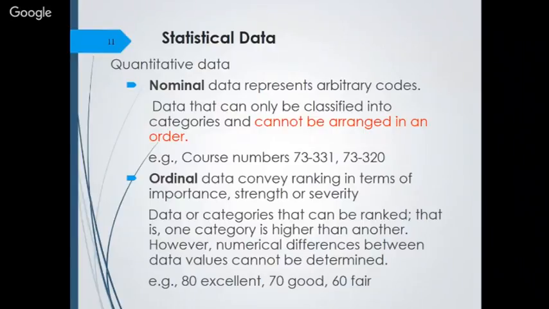So next is ordinal data, the ordinal type of measurement. Ordinal data conveys ranking in terms of importance, strength, and severity. For example, when we are grading a mark system: A grade, B grade, C grade. We assign A grade as above 80%, B grade as 60 to 80%, C grade as 50 to 60%, like that. So there is some sort of ranking involved in such measurement. Such a type of measurement is called the ordinal scale of measurement, and such data is called ordinal data.